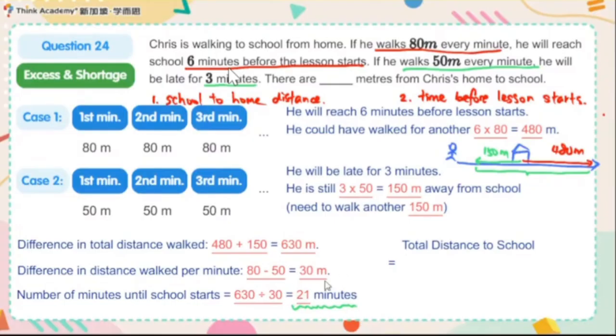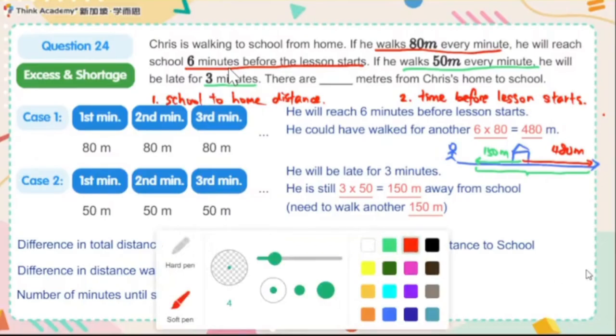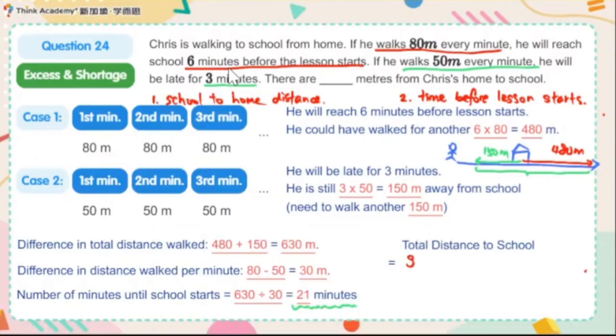So we can use this time point to find the total distance to school using the 2 cases on top. In the first case, he walks 80 meters per minute and he is 6 minutes early. So he only walked for 21 minus 6, which is 15 minutes. So 80 times 15 is 1,200 meters. So that's one way to get the answer.